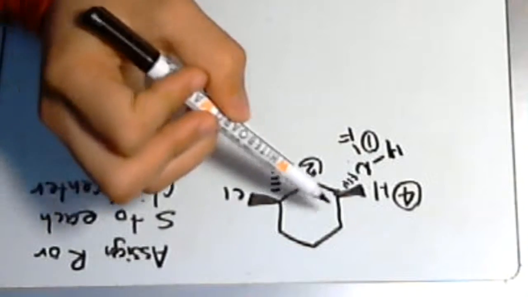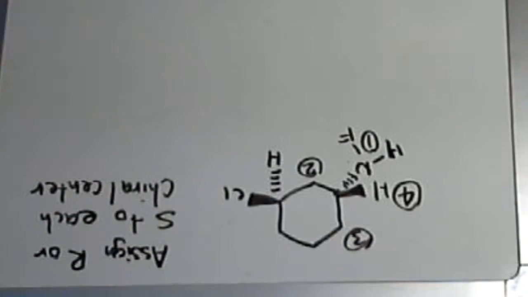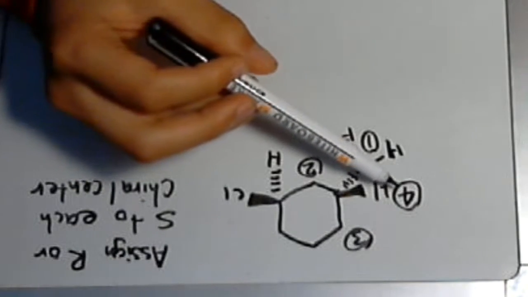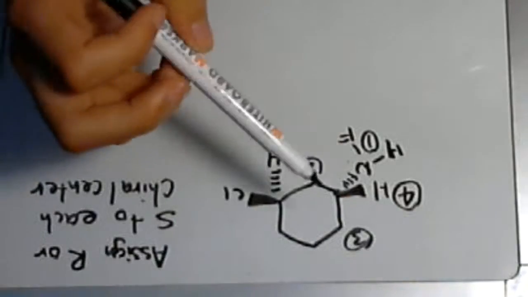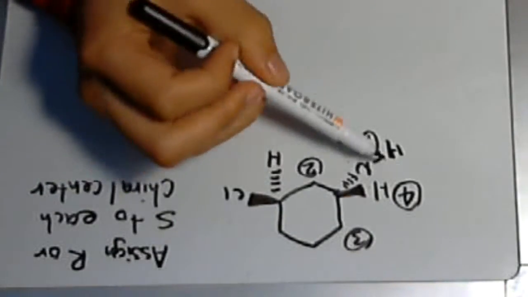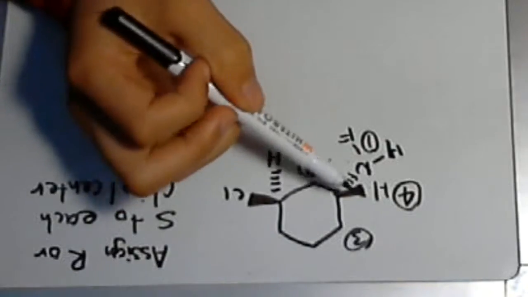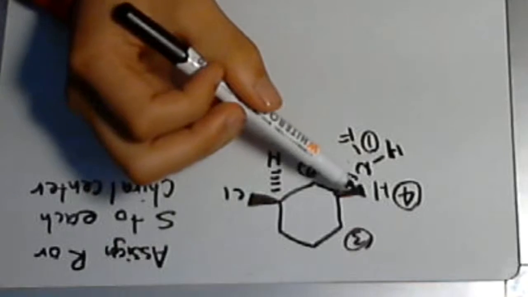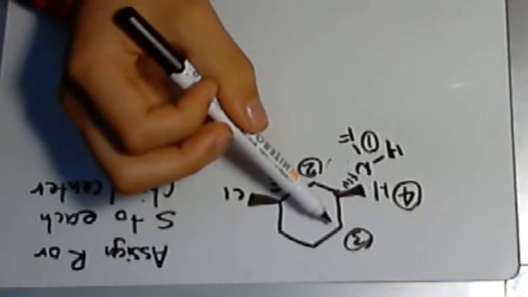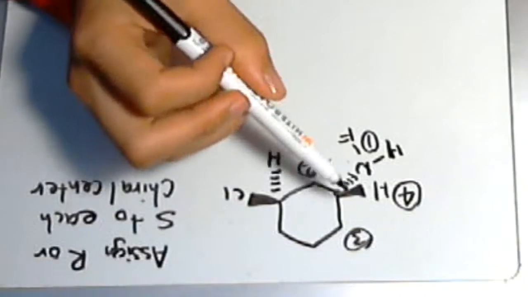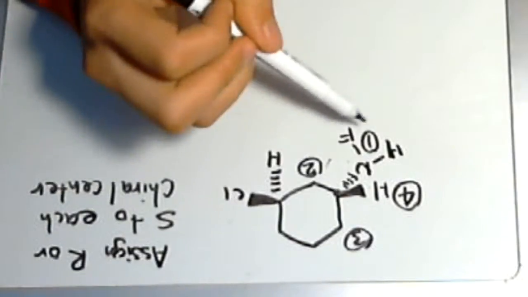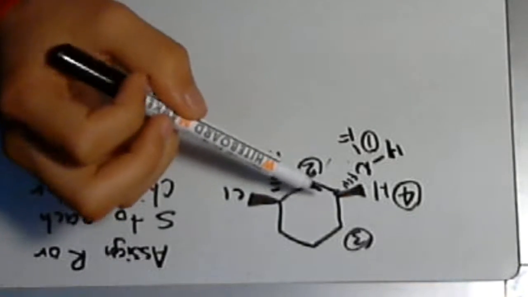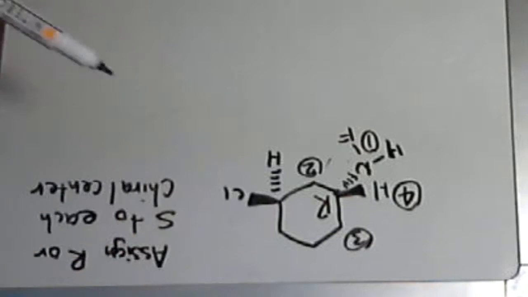2, 3. Okay. So what I like to do is, I see I have a hydrogen coming out front. If it were going back, we could just use this and say it would be counterclockwise. But because that hydrogen is coming out front, you reverse what you would typically do. So instead of going counterclockwise, if you put that hydrogen in the back, it would be going clockwise. So that means this would be an R.